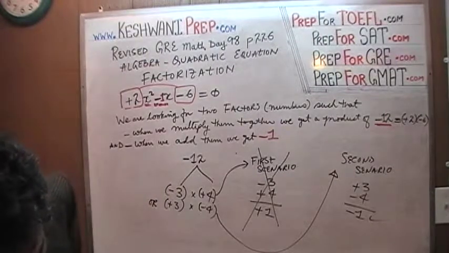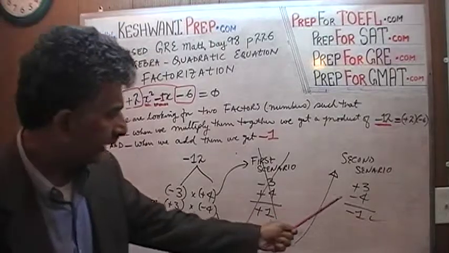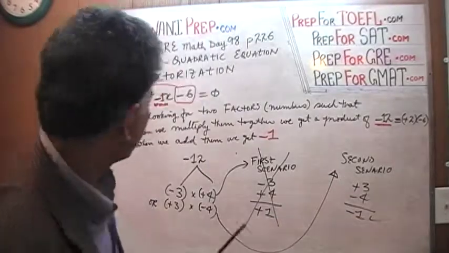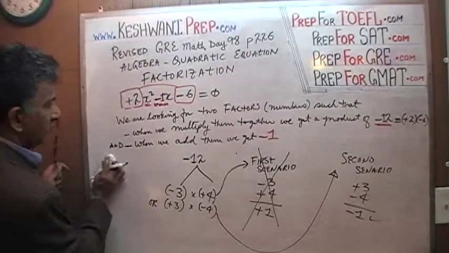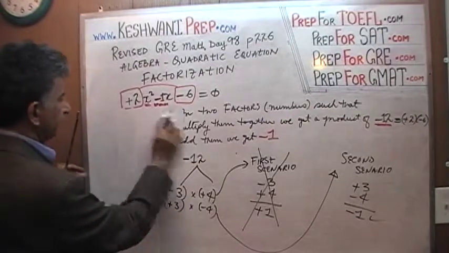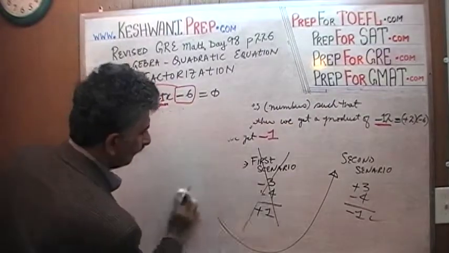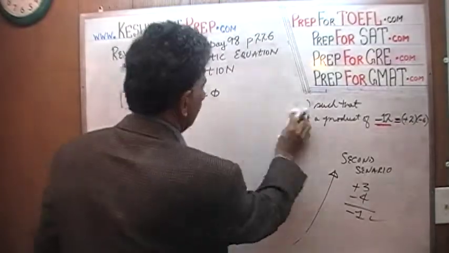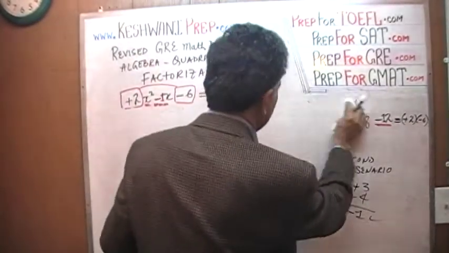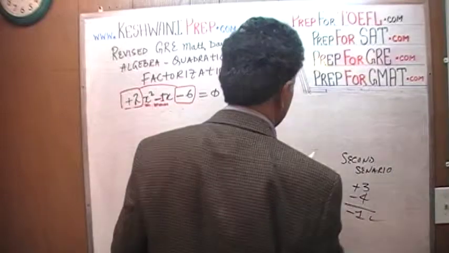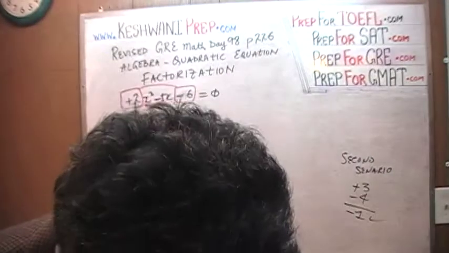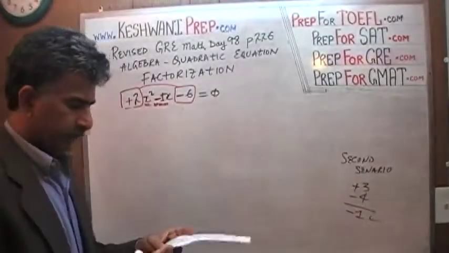So that's it. We have our factors. Our factors are negative 4 and positive 3. Let's start our work. So we're going to begin our work. I need the room. Let's erase it. So our factors are negative 4 and positive 3.